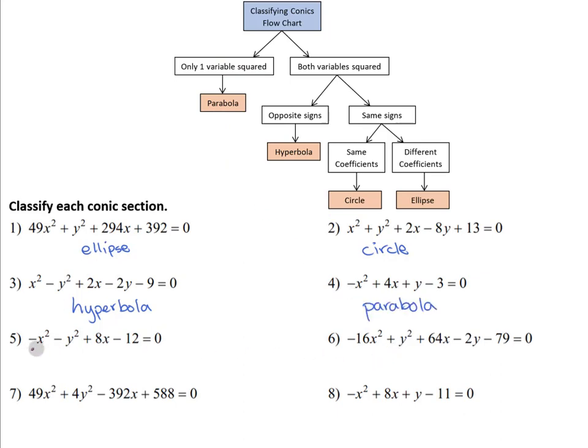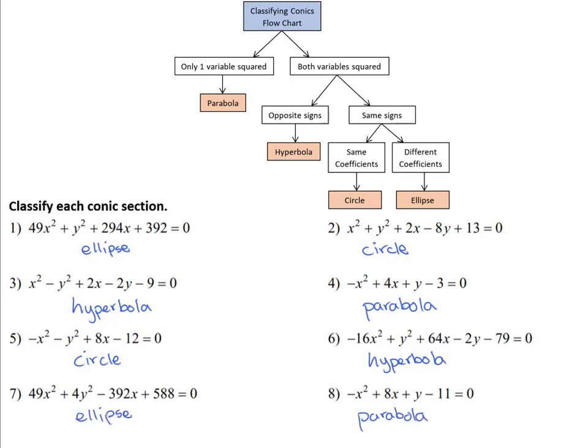For number 5, let's see, both variables are squared, not a parabola. Opposite, no, actually they are the same signs, right? They're both negative, but that is the same sign. So it's not a hyperbola. And my coefficients are actually the same. -1 and -1 makes this a circle. For number 6, let's see, both variables are squared, not a parabola. And they have opposite signs. One's positive, one's negative. This must be a hyperbola. Okay, try these last two out, see if you can figure out what those remaining ones are using your flowchart. I'll put the answer up in a second.